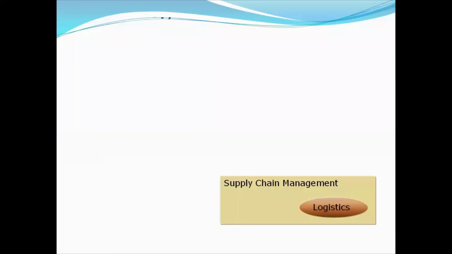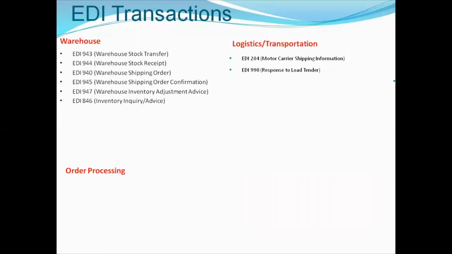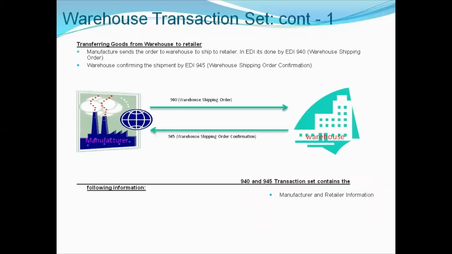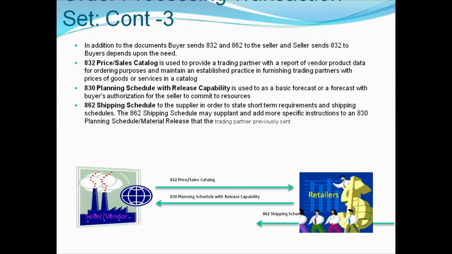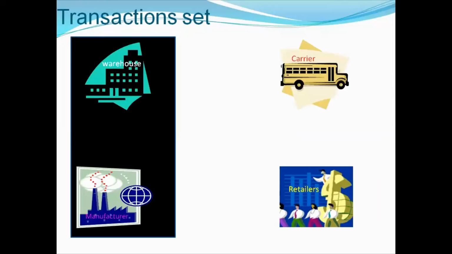So I have one brief one. So now we'll go with all. If you see, this is the manufacturer, this is the warehouse, this is the carrier logistics, and these are the retailers. Okay. The manufacturer site will develop the goods and those goods will be transferred to the godown or the warehouse.